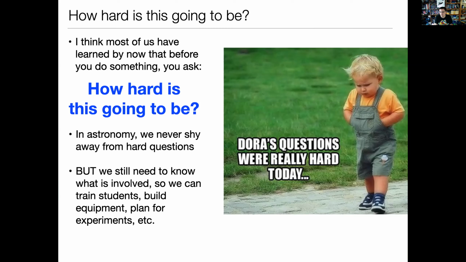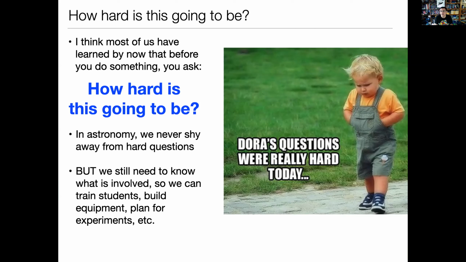We're perfectly fine with questions being really hard. We're perfectly fine with the idea that questions may be difficult to answer, okay? But the reason we still ask the question, how hard is this going to be, is because we still have to plan. We still have to know what's going to be involved in the attempt to answer the question that we're asking. We need to know how we have to train students.